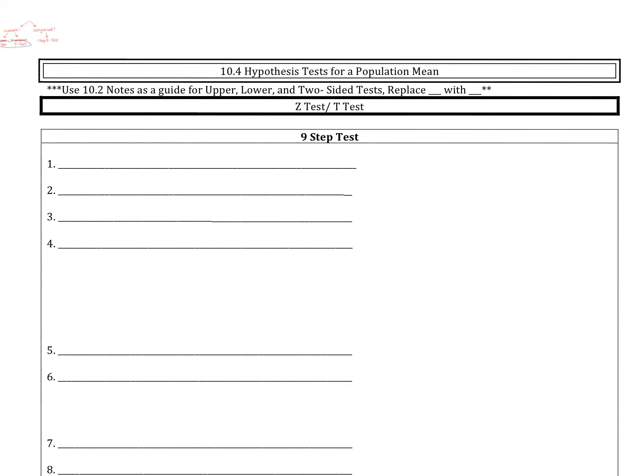Alrighty, so the rules still apply for what we learned the other day, except for now we're basically replacing pi with mu, and things look very similar, okay? But there's a couple differences because we're dealing with numeric data today instead of categorical. Step one is still going to be that we define mu in words. So we define our parameter in words, and this time it's mu.